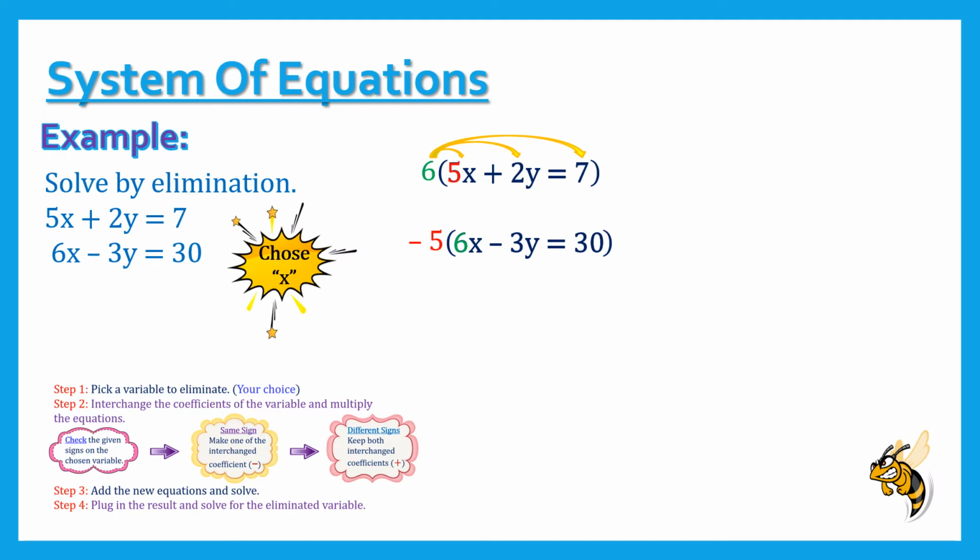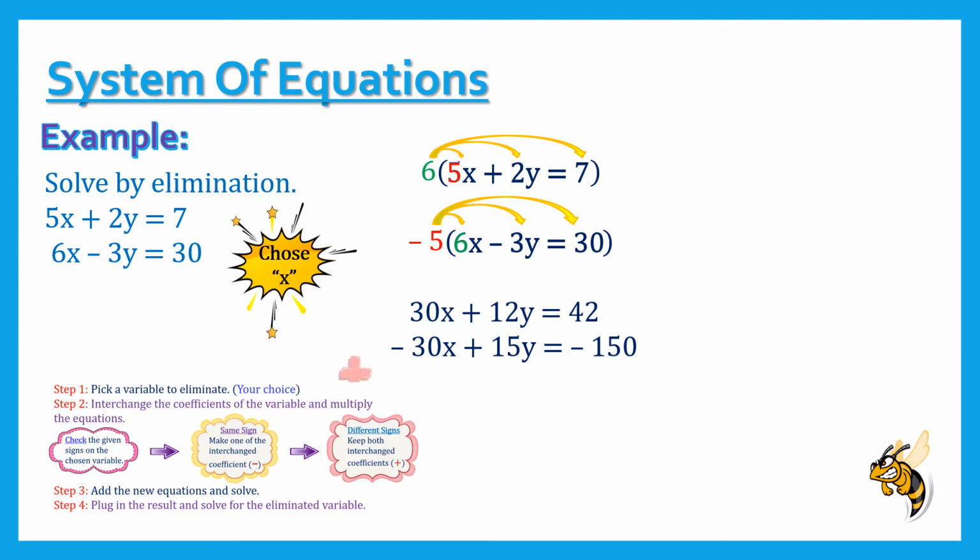I'm going to distribute, so it's going to be 6 times 5x, which gives me 30x plus 12y equals 42. I'm going to distribute the negative 5 to everything inside the parentheses, so it's going to be negative 30x plus 15y equals negative 150. Please make sure you check your signs.